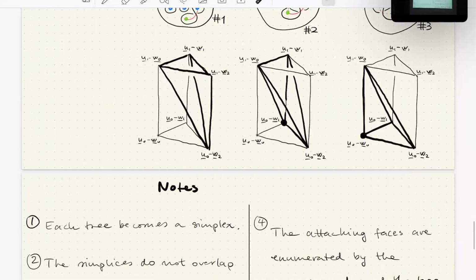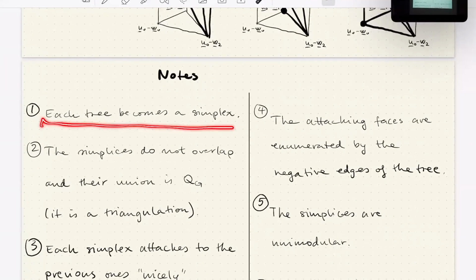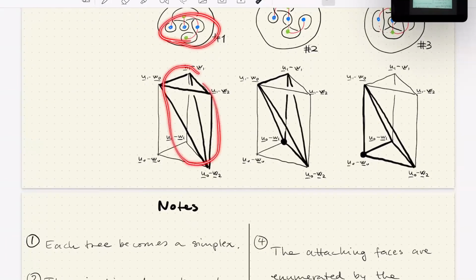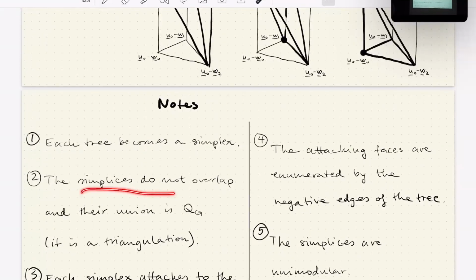Well, actually right now. So what do we notice? Each tree becomes a simplex, all right? Simplex is just another name for triangle or tetrahedron, the n-dimensional generalization of that. In our example, each tree became a tetrahedron, all right? The key thing is that the simplices do not overlap. So in some sense, this is where the magic of this is.